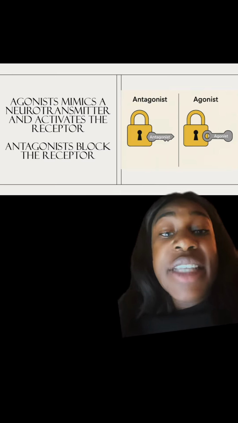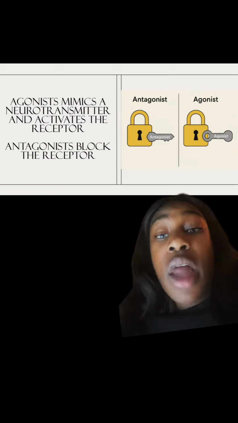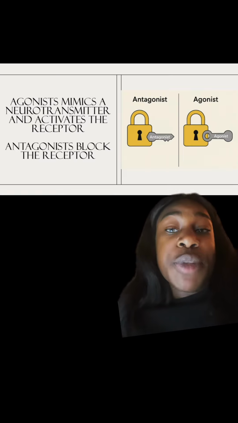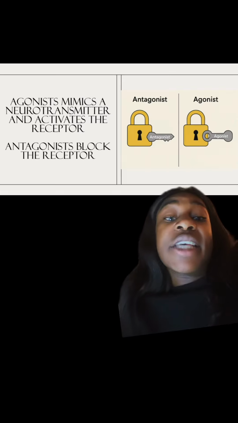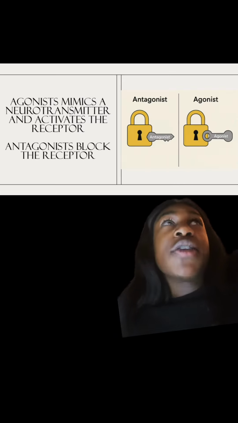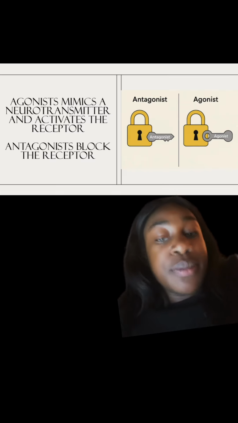An agonist acts as a key that can turn a lock. It mimics a neurotransmitter and activates a receptor. An antagonist is like a key that jams into a lock. It binds to the receptor, but it doesn't activate it.